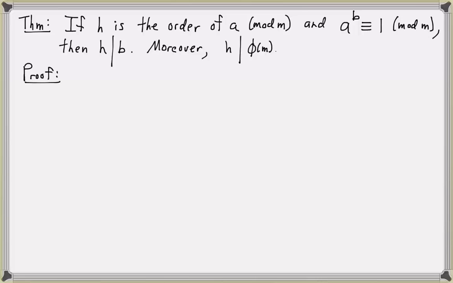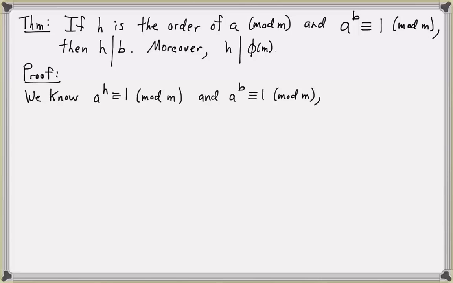So we know that a to the h is congruent to 1 mod m, because h is the order of a, and we're assuming that a to the power b is congruent to 1 mod m. So by the minimality of h, we know that h is less than or equal to b. Because we said that h is the smallest power of a that is congruent to 1, so h is less than or equal to b.